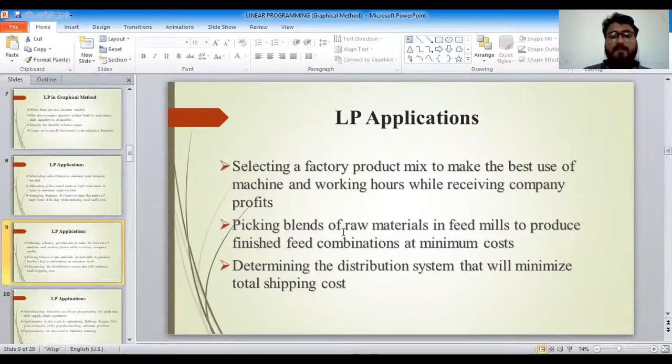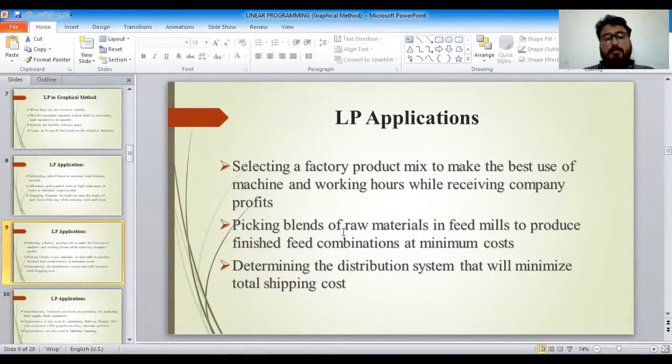Fourth one, selecting a factory product mix to make the best use of machine and working hours while increasing company profit. It can help you find out the different raw materials which can be used in production of the final product and services through which we can maximize profit or the cost of the production will be minimized.